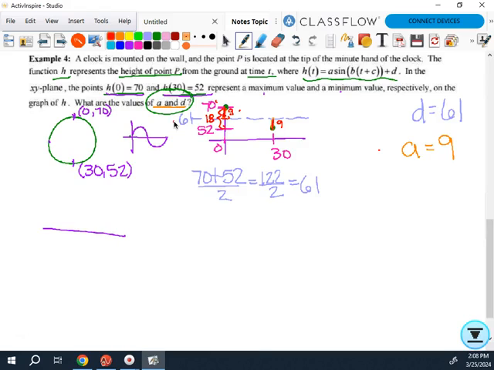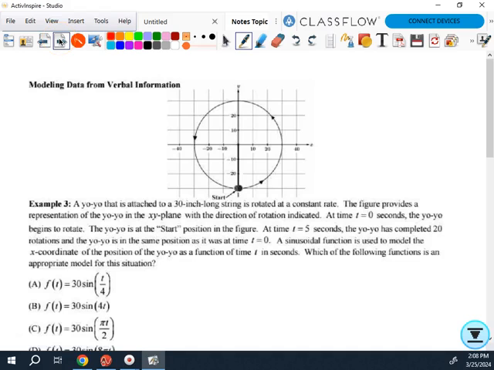Yeah, you good? Okay. All right, so flip this over. Now we're doing example 3.